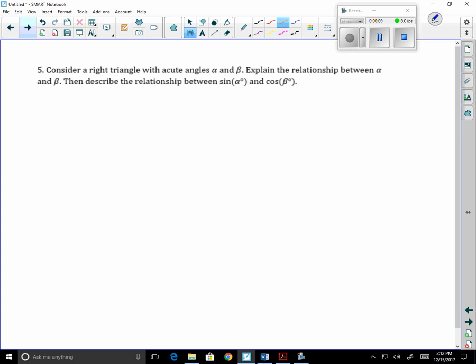And the last one, it says, consider a right triangle whose acute angles are alpha and beta. Explain the relationship between alpha and beta. Then describe the relationship between the sine of alpha and the cosine of beta. This is essentially a summary of everything we talked about in class today. So if I have a right triangle with these two angles as acute, I know that the measure of alpha plus beta must equal 90 degrees. Because if it's a right triangle, I know one angle is 90 degrees already, so the other two have to add up to 90 degrees.